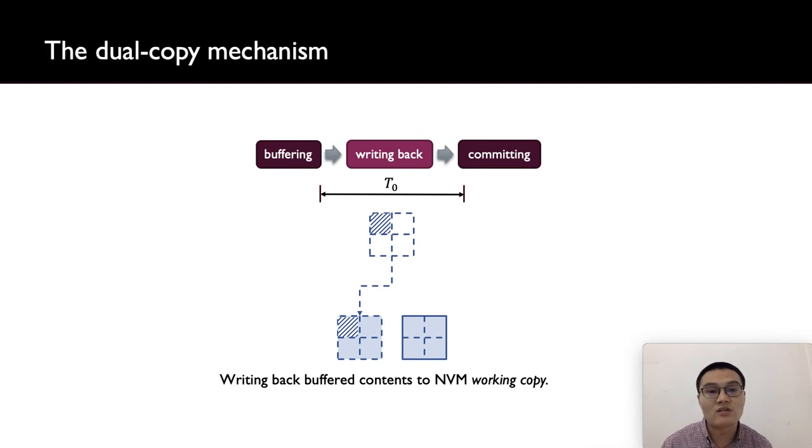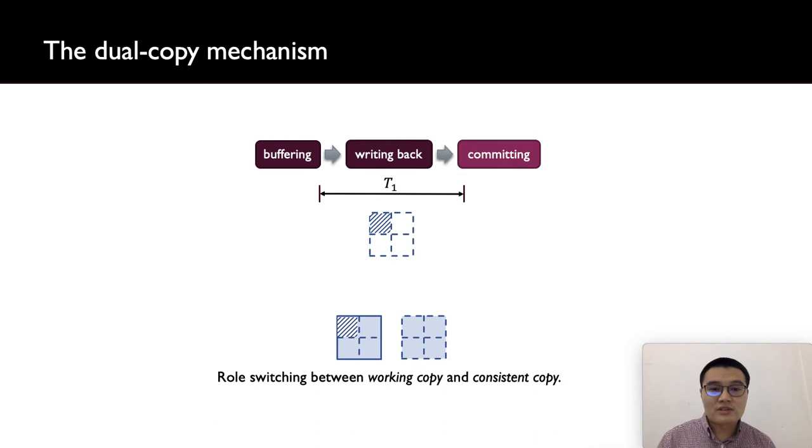And to support failure atomic updates, PMThreads maintains dual persistent copies for each persistent page, which are respectively named the working copy and the consistent copy. And each time we modify the persistent data, we only touch the working copy, that is the NVM copy with the dashed outline as you can see in the picture. And we leave the consistent copy as a backup page to support correct failure recovery. And having successfully made changes to the working copy, there will be a committing operation that will switch the roles between the working copy and the consistent copy.